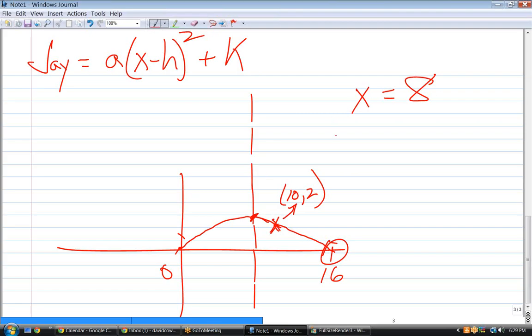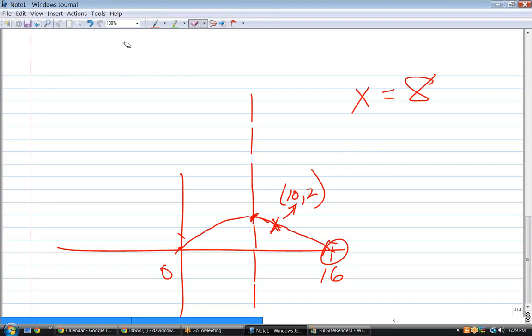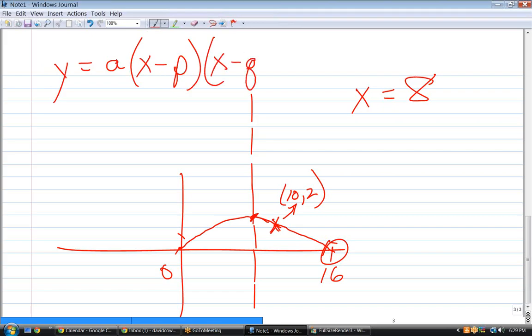So what is x-intercept format? y equals a times (x minus p) times (x minus q). It's always minus. Whenever you're subtracting anything from x, it's always going to be minus that, whether we're talking parabolas or conic sections, circles, ellipses, any of that. Now, what's p and q?